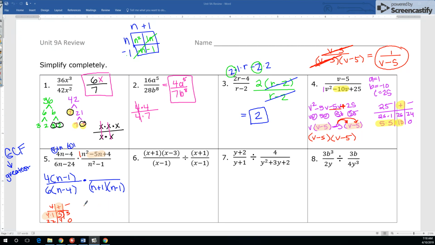So I'm going to split the middle. N squared minus 4n minus 1n plus 4. In these first two terms, I have an n in common. I'm left with n minus 4. In the second parentheses, I don't have anything in common, so I'm going to make that a 1. But that would leave me with n plus 4. I need n minus 4.